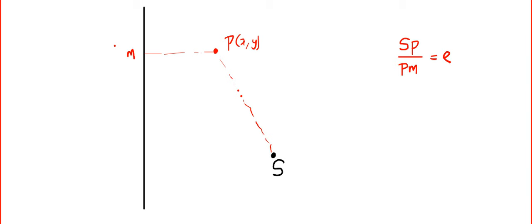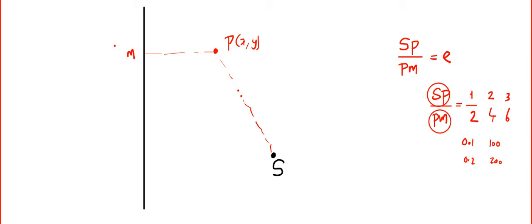Now look at this. I'll give you one example. Let's say we need SP by PM to be 1 divided by 2. So we can understand that SP and PM have many possibilities. SP can be 1, PM can be 2. SP can be 2, PM can be 4. SP can be 3, PM can be 6. SP can be 0.1, PM can be 0.2. SP can be 100, PM can be 200. So there will be so many points which will satisfy that condition.